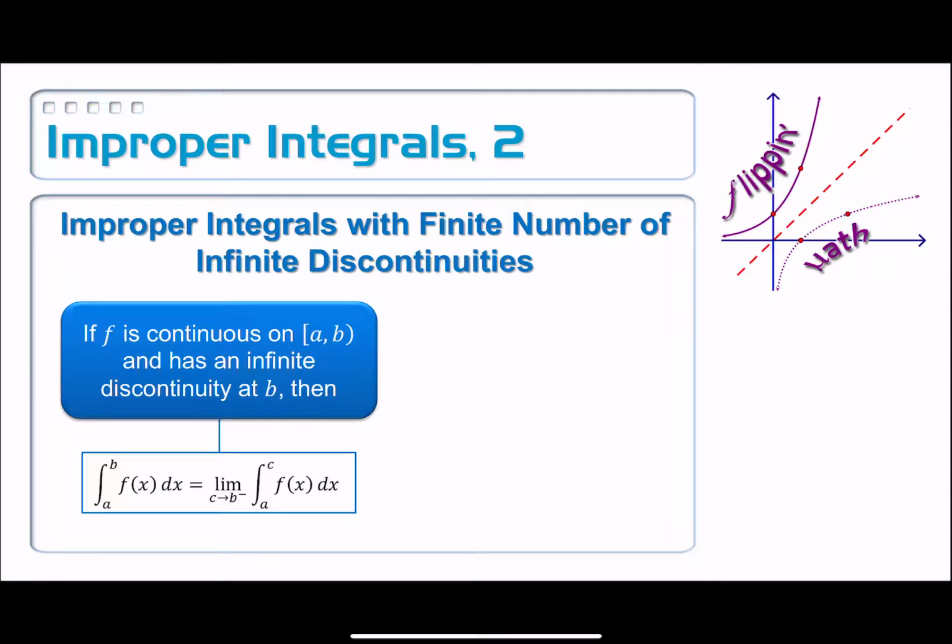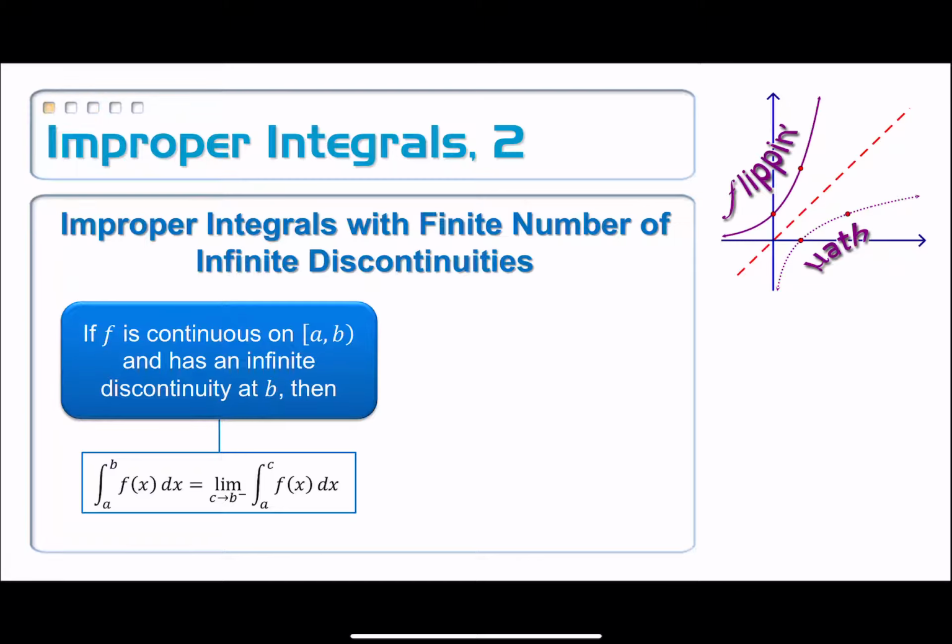We're going to turn that into a limit just like we did before, but we're going to take that b value out and replace it with something. It could be a c. You could replace it with some sort of variable, as long as it's not one that's already being used. And then we're going to approach that original b value from the left.